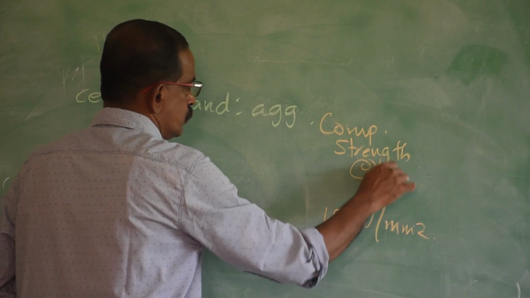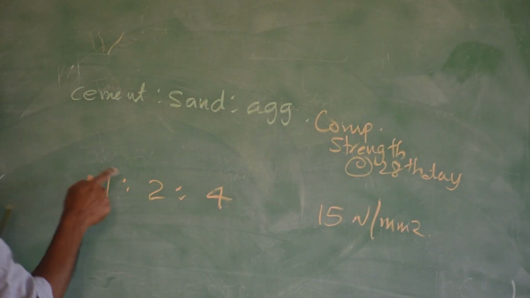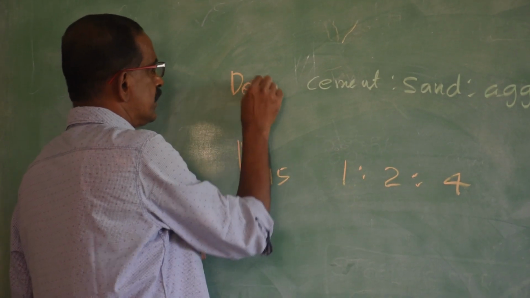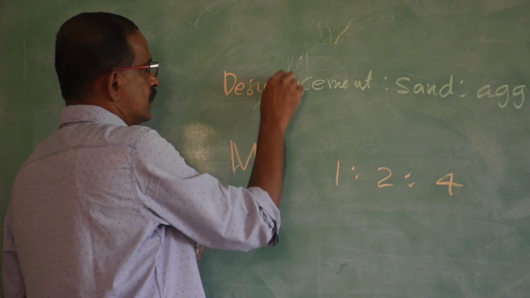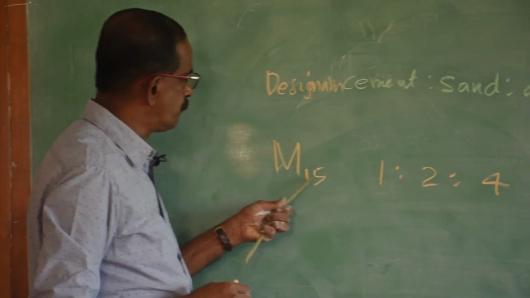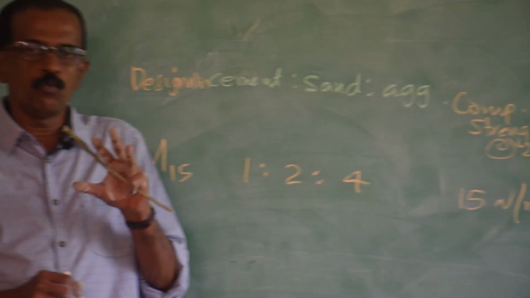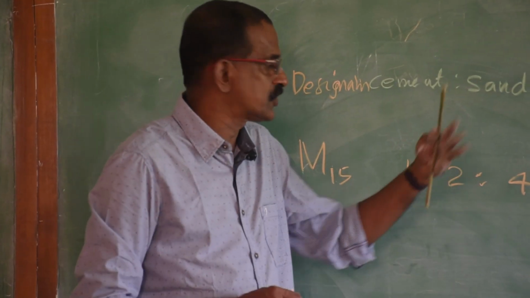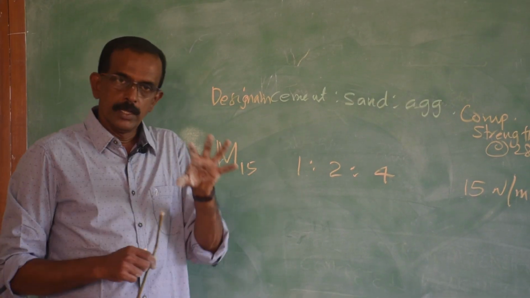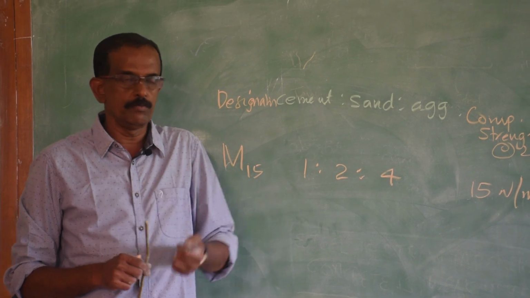At the 28th day. And this concrete is designated as M15 concrete. Designation of the concrete: M suffix 15. M stands for the mix, 15 stands for the compressive strength. Suppose you want to get some more strength, how to get more strength? By keeping more cement in a concrete mixer. If cement is more, naturally strength will be more.